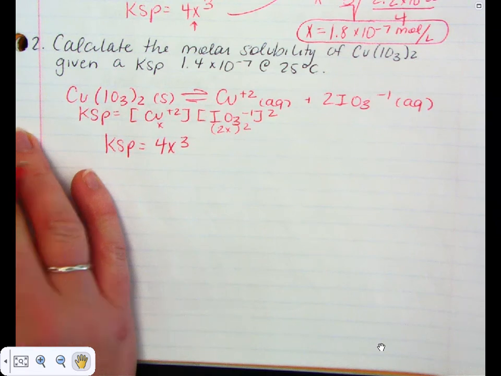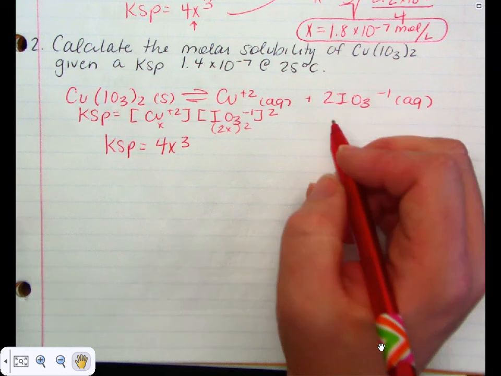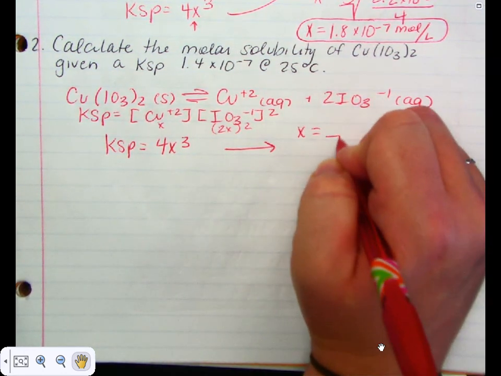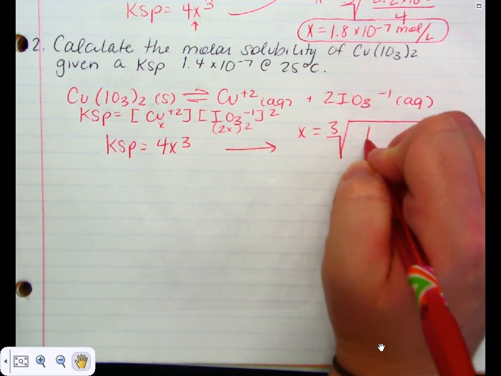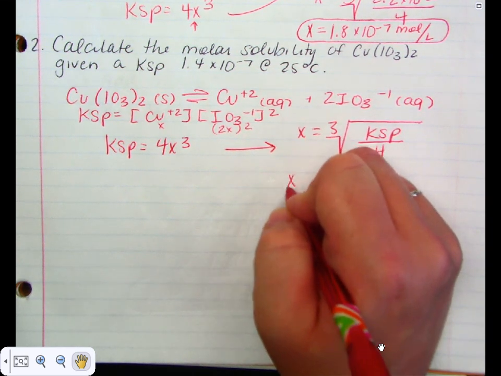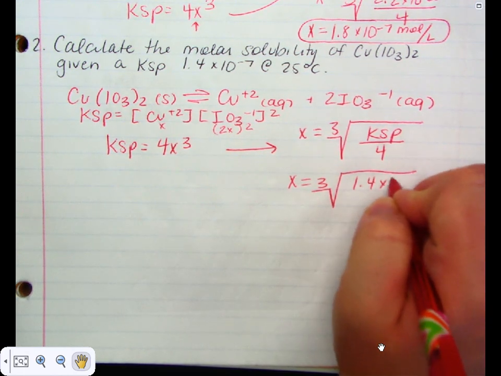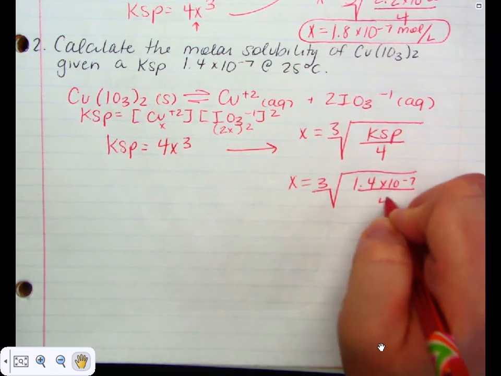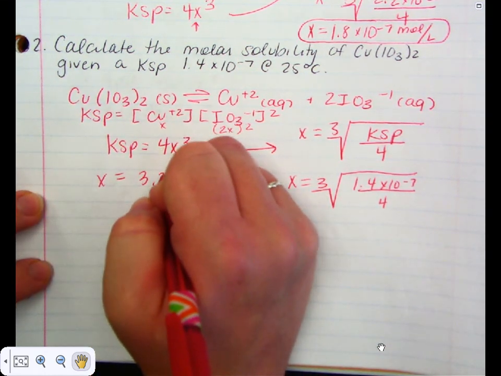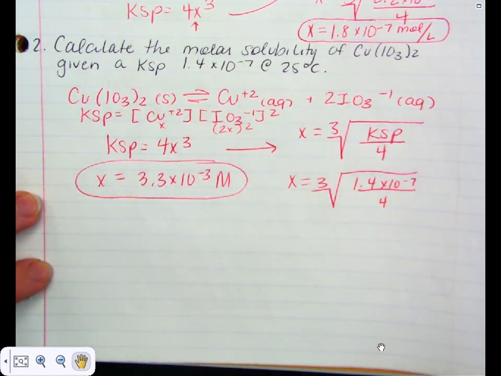All right. So how do I solve for x? Same way I did up here. Rearrange, magical arithmetic. That's going to give me x equal to the cube root of the Ksp over 4. Plug and chug. x equals the cube root of 1.4 times 10 to the minus 7 over 4. And that gives me an x value of 3.3 times 10 to the minus 3 molar, or moles per liter.